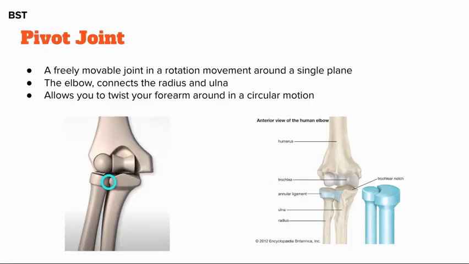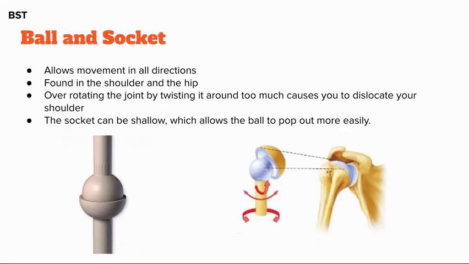A pivot joint is a freely movable joint that moves in a rotation movement around a singular plane. One pivot joint in your body is located at the elbow, and it connects the radius and the ulna. This pivot joint allows you to twist your forearm around in a circular motion. If you twist your forearm right now, that is your pivot joint working.